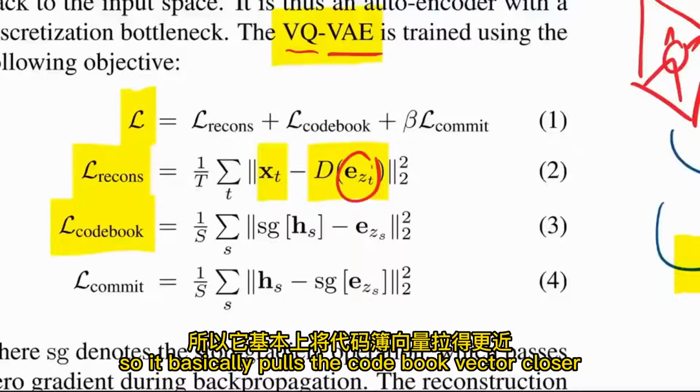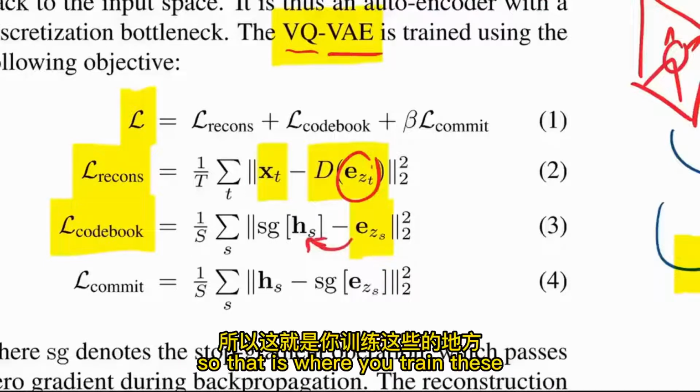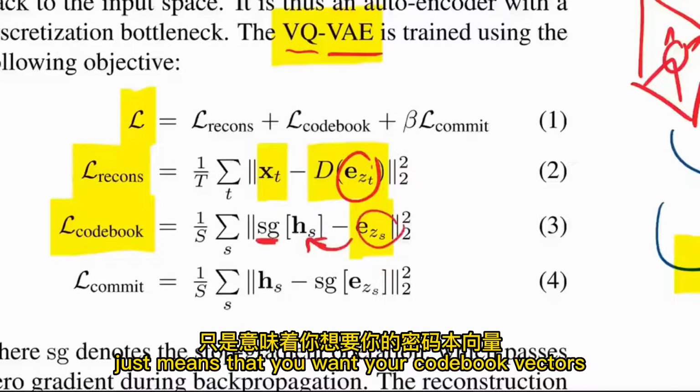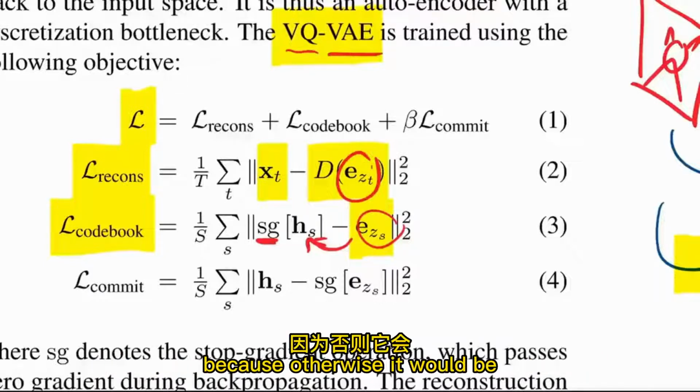So it basically pulls the codebook vector closer to the actual hidden representation. So that is where you train these. This here is a stop gradient. So basically it just means that you want your codebook vectors to be better representing of the data that you feed in, because otherwise they would be useless codebook vectors.